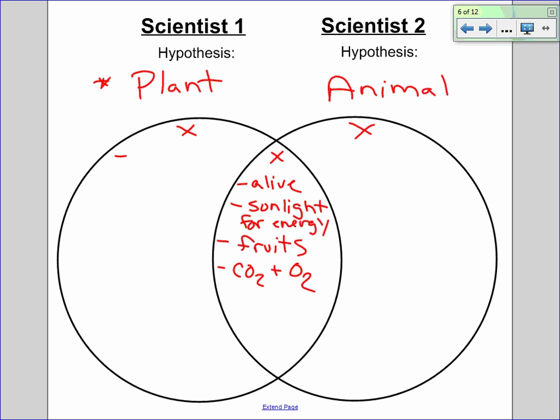Has roots. Nice. It has leaves. Nice. Oh, remember we said they actually both think that that one's true for different reasons. Yep. Germination. Good. So, do they agree on that or disagree on that? Oh yeah, they agree. So they actually, this will go in the middle. The germination part will go in the middle. So they both think that it germinates.